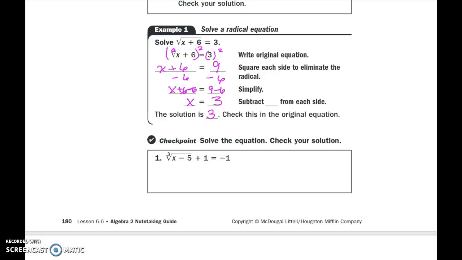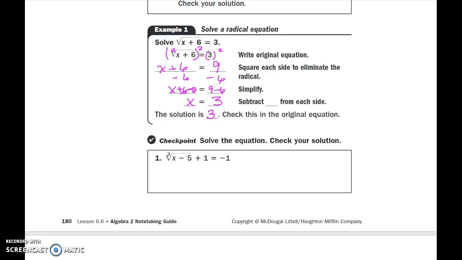Okay? So down here at the bottom is a problem for you to practice on your own. So at this point you can pause the video, work the problem out on your note-taking guide, and then when you unpause the video, I will solve it with you so you can see if you did it right.